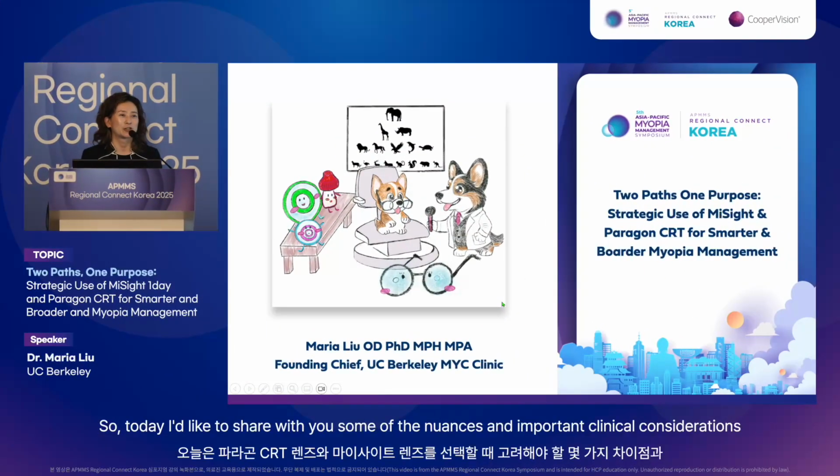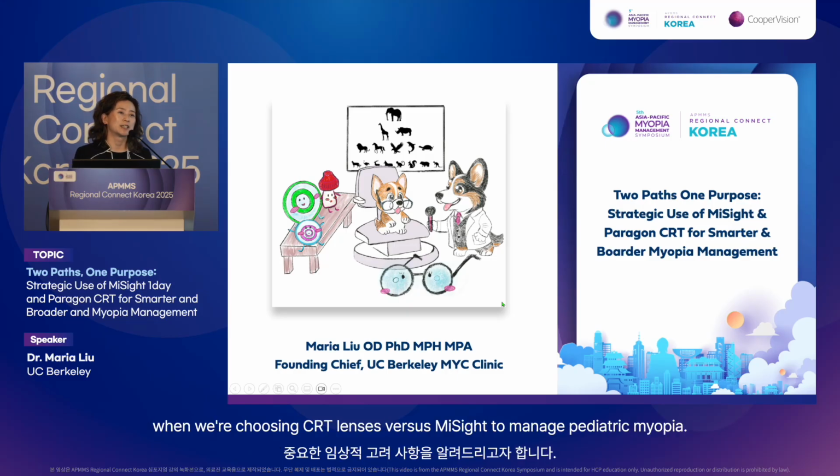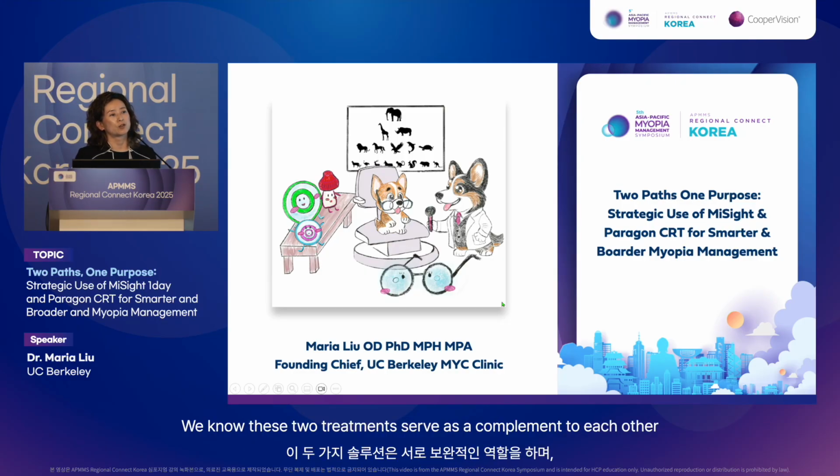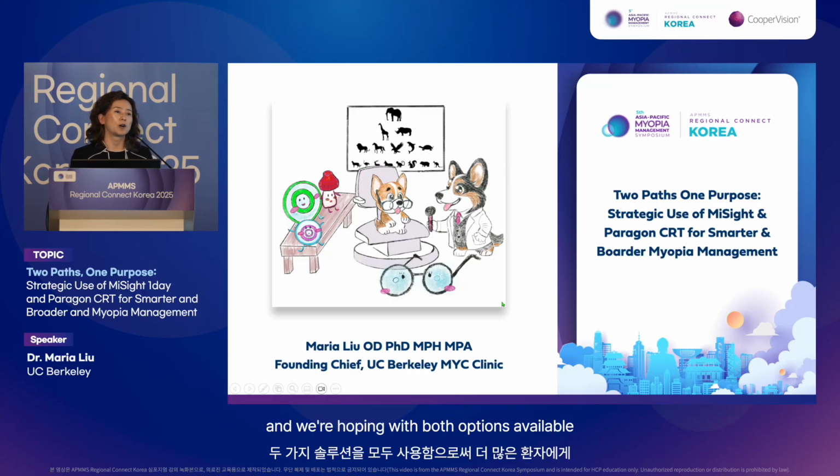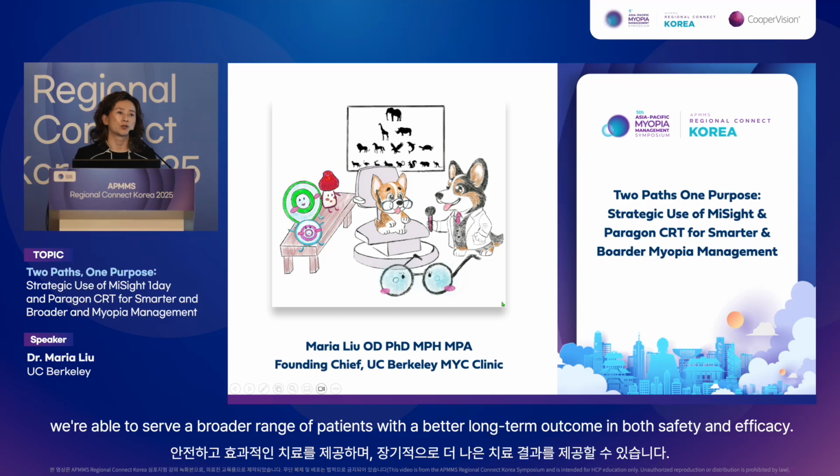So today I'd like to share with you some of the nuances and important clinical considerations when we're choosing CRT lenses versus MiSight to manage pediatric myopia. We know these two treatments serve as a complement to each other, and we're hoping with both options available, we're able to serve a broader range of patients with a better long-term outcome in both safety and efficacy.